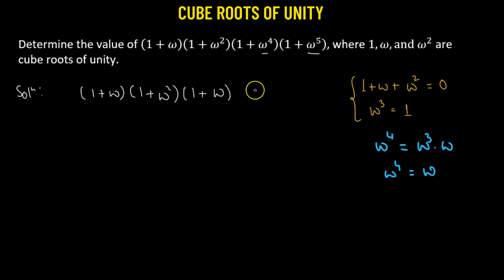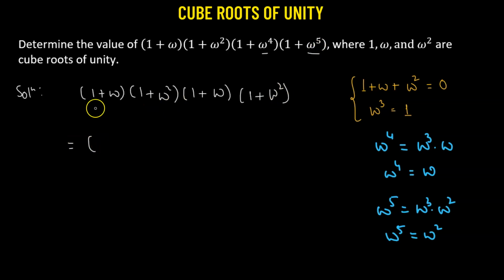Then we have omega raised to the power of 5, so 1 plus omega raised to the power of 5 now becomes omega cubed times omega squared. Since omega cubed is 1, omega raised to the power of 5 is the same as omega squared. That means we have omega squared in place of omega raised to the power of 5. This is now simply 1 plus omega repeating, so that gives us 1 plus omega whole squared, multiplied by 1 plus omega squared, which is also repeating, so this will be simply squared.